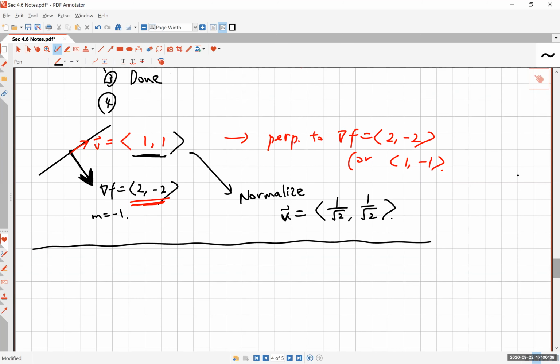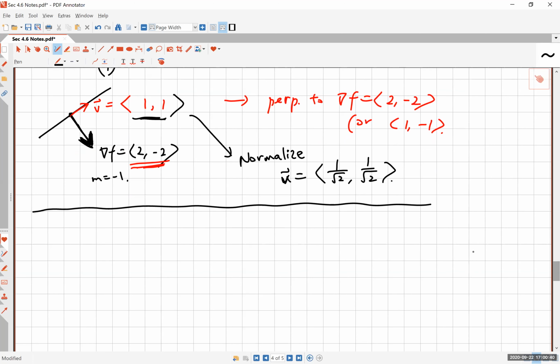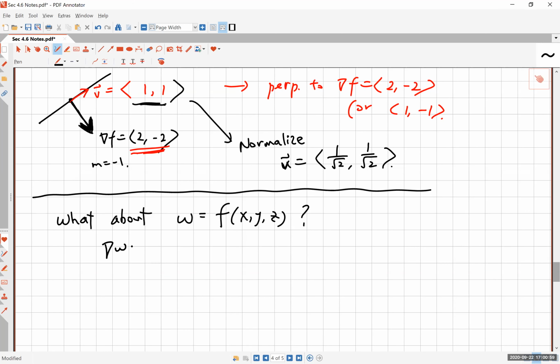The last subsection of section 4.6 deals with adding an extra dimension. What about w? That is a function of x, y, z, right? And this is easy because it's exactly the same, okay? The gradient is going to be the gradient of f, which is fx, fy, fz, evaluated at the point x naught, y naught, z naught.